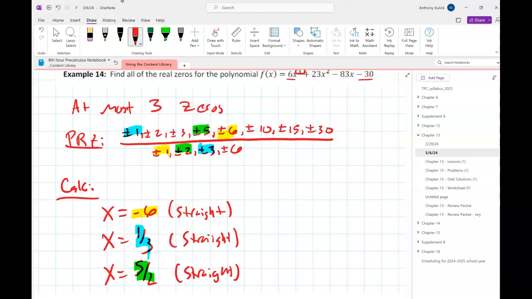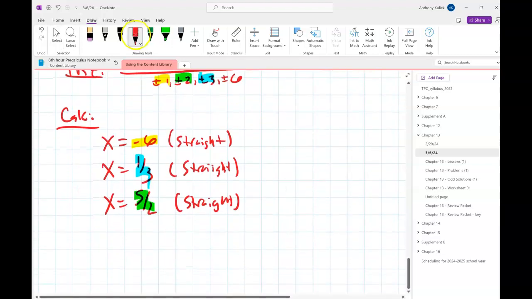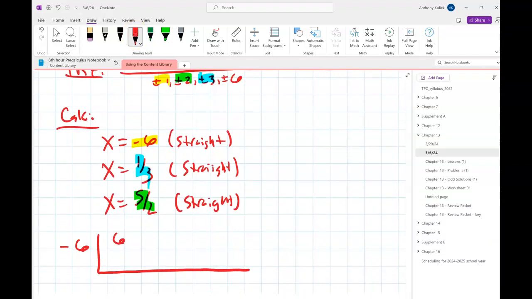Which of these 3 numbers do you think I should start my synthetic division with? -6. It's not a fraction, which just makes life easier. If I looked at my graph, that's the one I was most confident about, that it's actually -6, because it passes right through the tick mark. The other ones were kind of an estimate, right? So let's start our synthetic division.